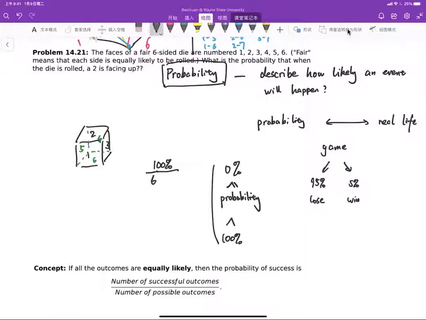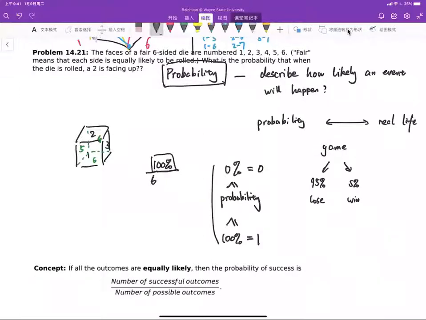The upper bound is 100% or just 1. 100% means it must happen, so that's the best case. It cannot be more than a 100% chance to happen. That's why any probability must be greater than or equal to 0%, but less than or equal to 100%. Or in other words, it must be greater than or equal to 0, but less than or equal to 1.